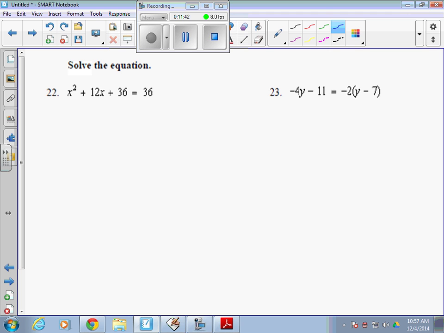22, solving the equation. In order to solve an equation like this, you need to factor it, and you need to make it equal to 0. So if we want to make it equal to 0, we need to get everything that is on the right-hand side off the right-hand side. So if you move that over, you subtract 36, you do likewise right here to balance it, and what you're left with is 0 on the right. This cancels out. You have x squared plus 12x.